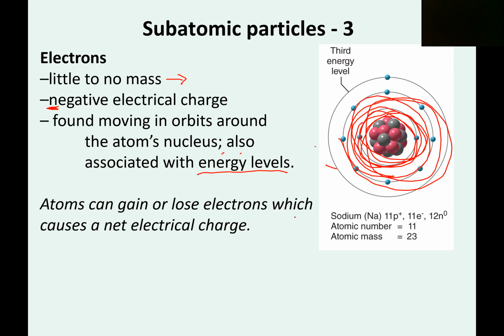All right, so with the orbits, the faster they go with more energy, the more space they take up. When they go slower, they take up less space. So we talk about orbits, we talk about energy levels, and we talk about shells because they're in layers. Now, just like with neutrons, you can change the number of electrons and still have the same element.